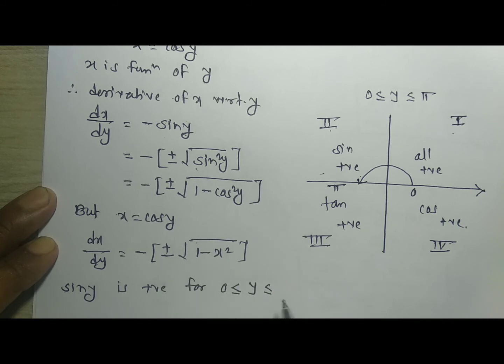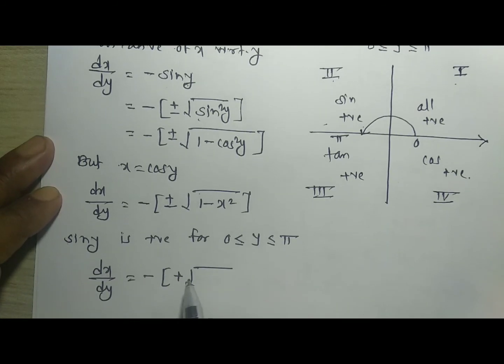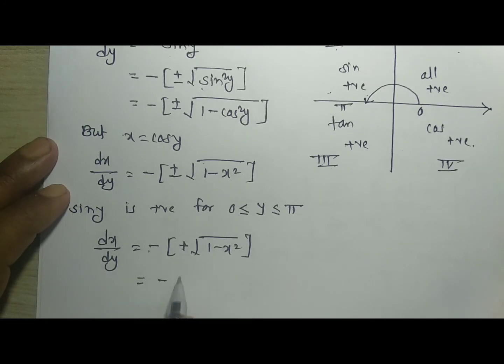0 less than or equal to y less than or equal to pi, and therefore sine y is positive, so we have to take this ratio as positive. Therefore dx divided by dy is equal to this minus sign, which is outside, and the root is taken only positive. That means plus square root of 1 minus x square is here, and plus into minus is equal to minus square root of 1 minus x square. This is the value of dx by dy.